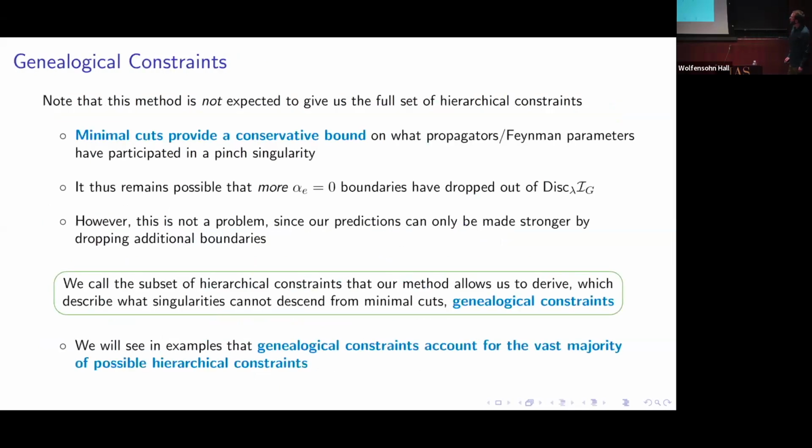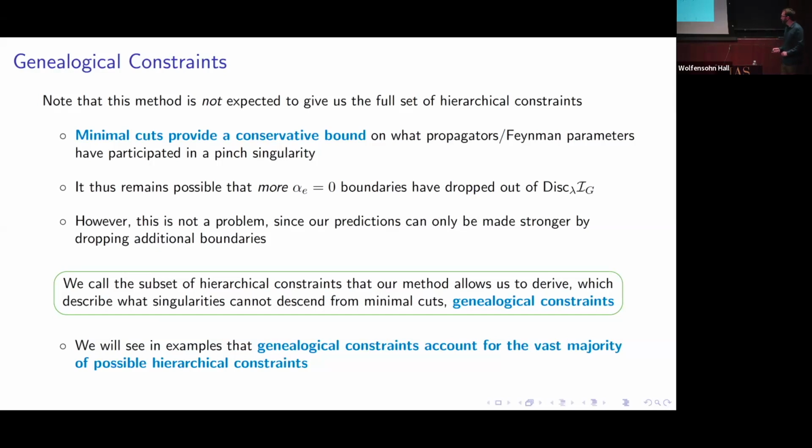So let me just note one thing, which is that this method, we don't expect to give the full set of hierarchical constraints. And that's just because minimal cuts provide a conservative bound on what propagators / Feynman parameters have participated in a pinch singularity. And in particular, it remains possible that more of these boundaries have been dropped when we compute this discontinuity. But this is not a problem for us because if we had this information, this would just make our predictions stronger. So we can be conservative and not worry about that for now.